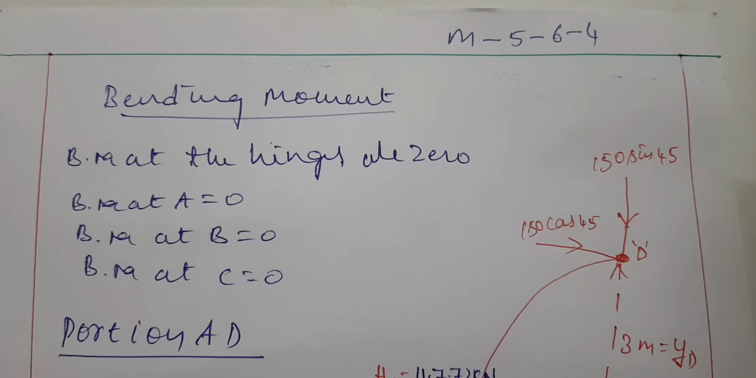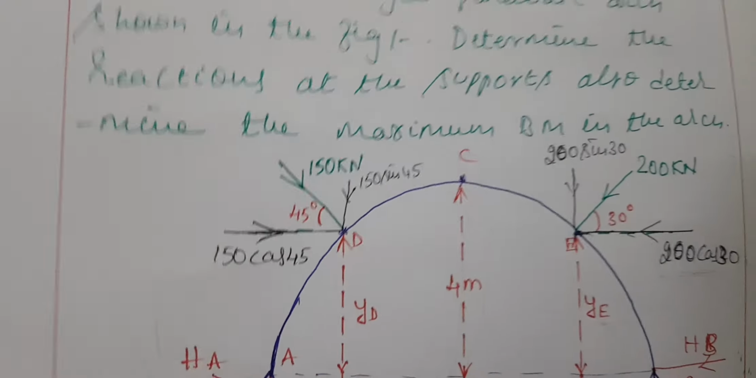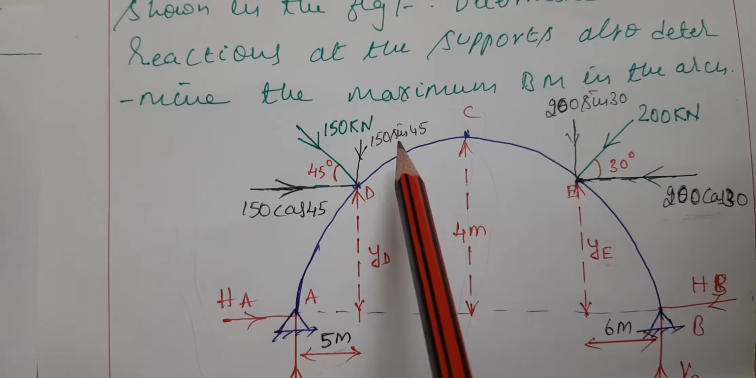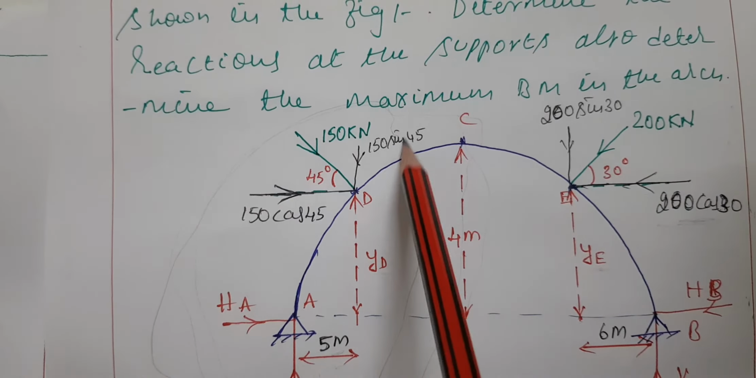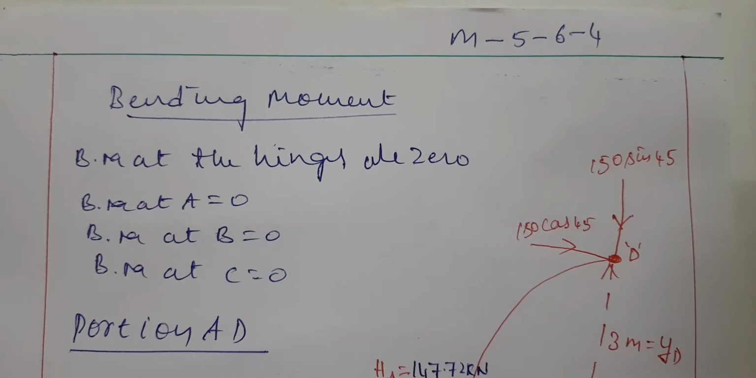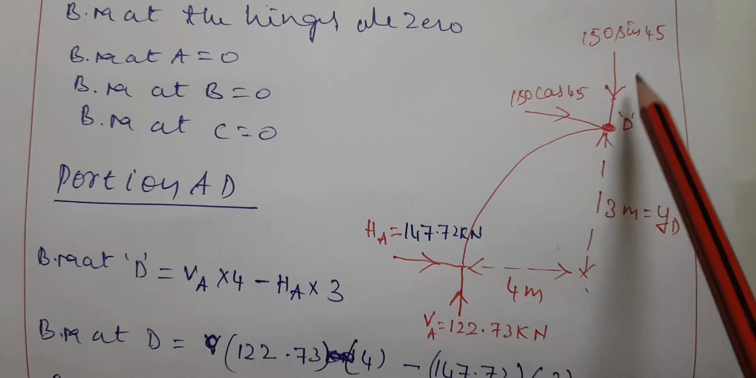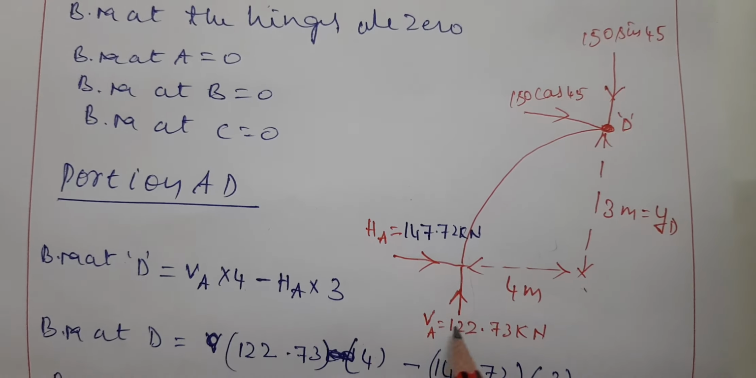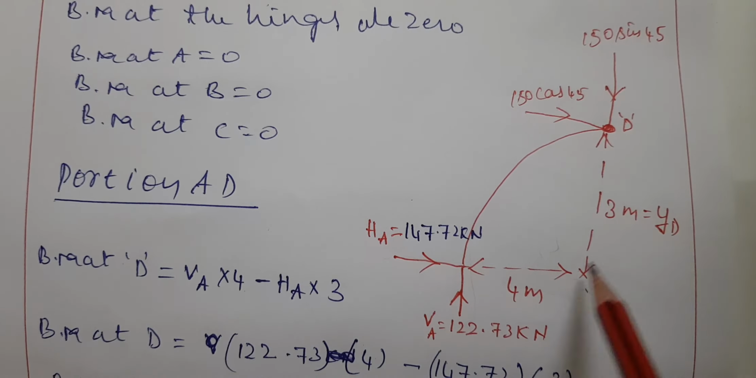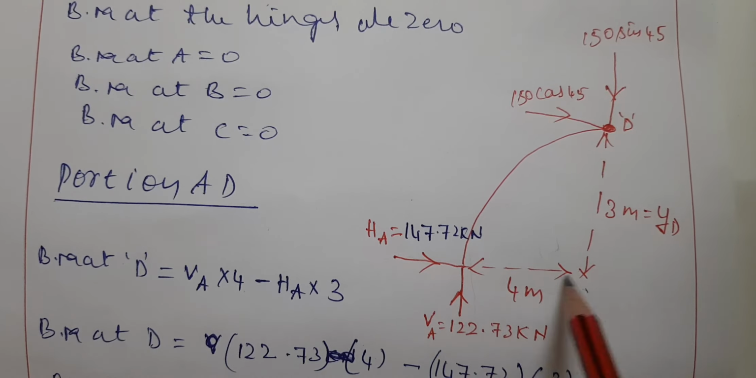Then I am considering the portion A to D, because exactly at point D we are getting the load. A to D looks as follows, as you can see from this figure. Only this portion we are considering, and that portion looks like this. We have two loads at D and two loads at A, and we know the vertical distance YD is 3 meter and the horizontal distance is 4 meter.